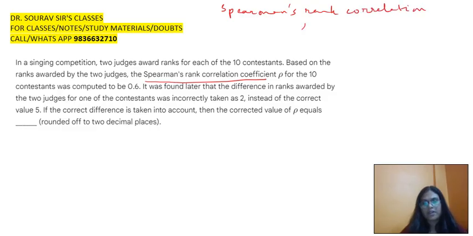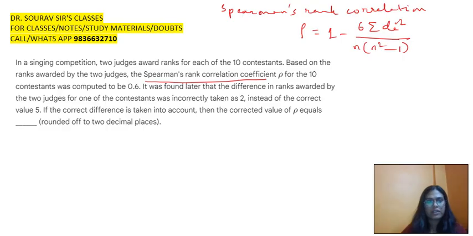So its formula is given by rho equals 1 minus 6 summation di square, where di is the difference, divided by n into n square minus 1. N is the total number of observations. So this is our formula for Spearman's rank correlation.